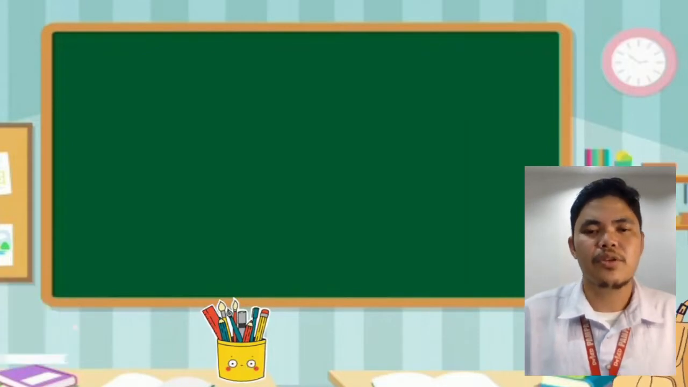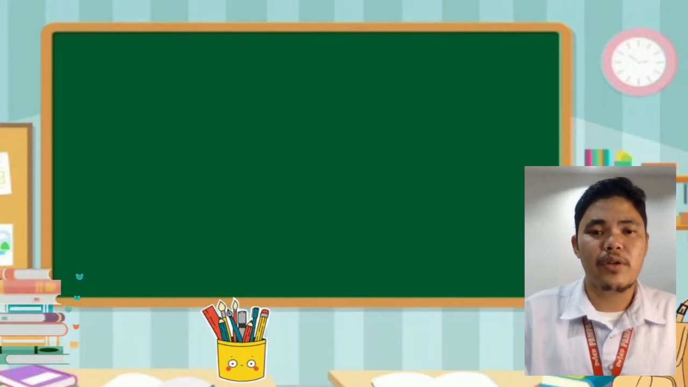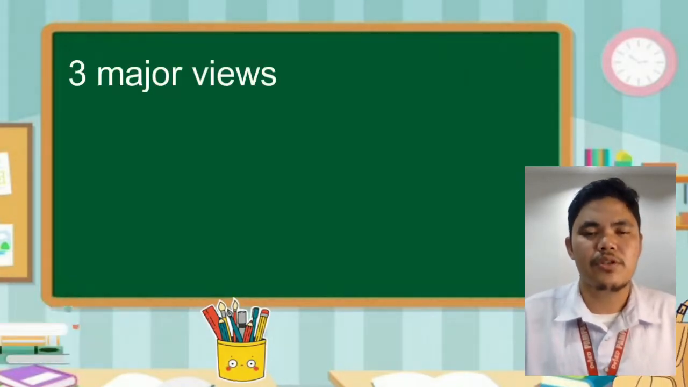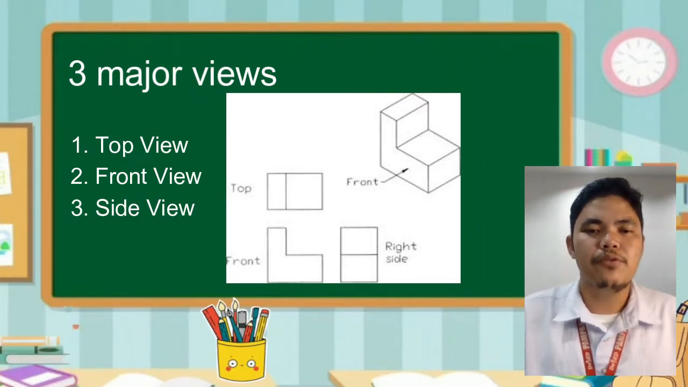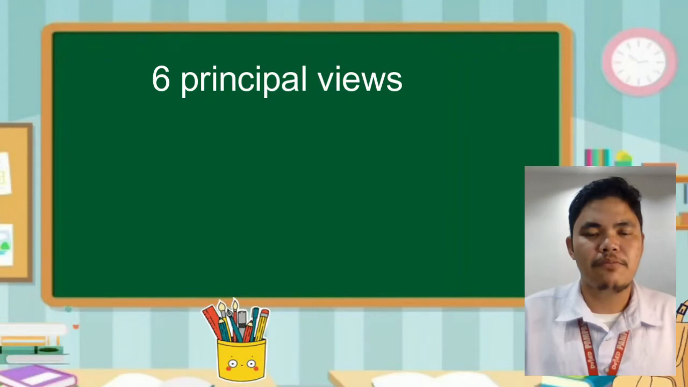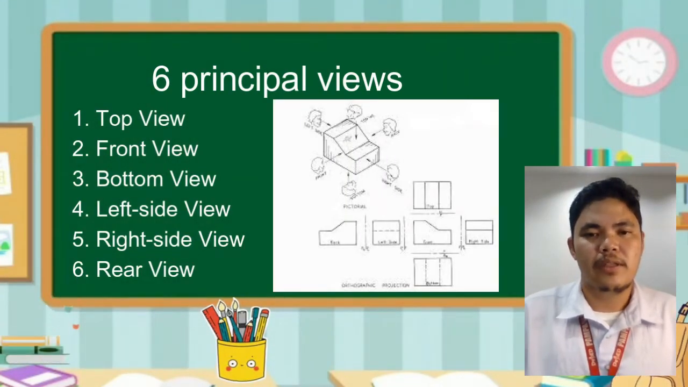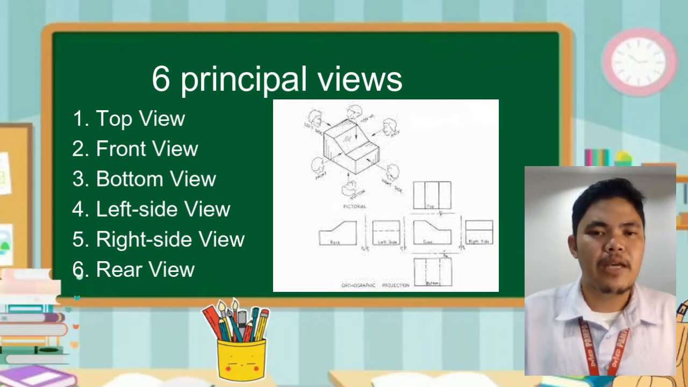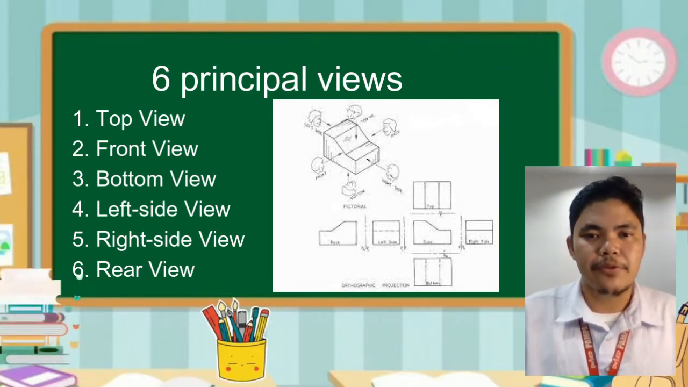So sa mga views, we have two kinds of views. The first one is what we call the three major views. The three major views are composed of the top view, front view, and side view. While the six principal views are composed of the top view, front view, the bottom view, the left side view, the right side view, and then the rear view.